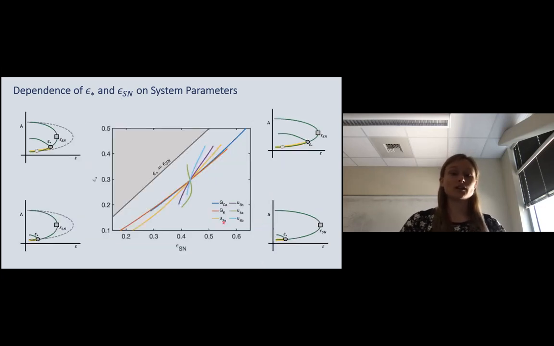And so what I've done here is plot the respective values of epsilon star on the vertical axis and epsilon saddle node on the horizontal axis as we change these different parameters. And these figures in the corners kind of represent the different scenarios that are happening in the different regions of this plot. Furthermore, this gray line represents epsilon star equal to epsilon saddle node. So all of this area up on the top left cannot be obtained.